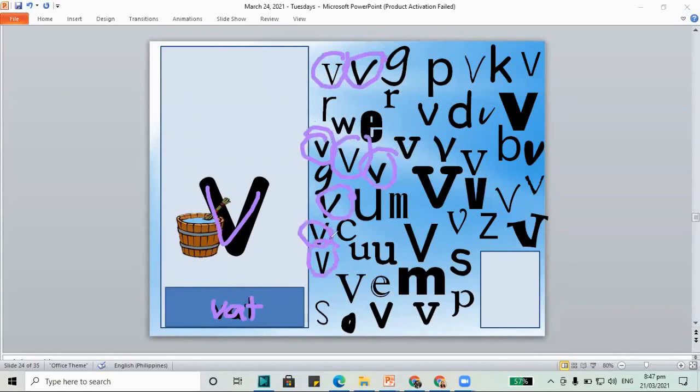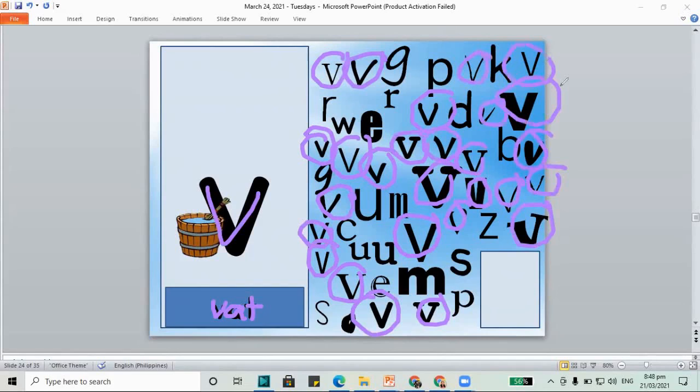Let's see. Am I done? Do I need to circle some more letter V's? Oh, there's some more. We need to look for it. We need to look for all the letter V's and we have to count them all. How many can we find on our screen? There's quite a lot of them. I think we're done. Can you check? Did I circle all the V's? There's no more V's. We have to count them. So let's see how many can we find.